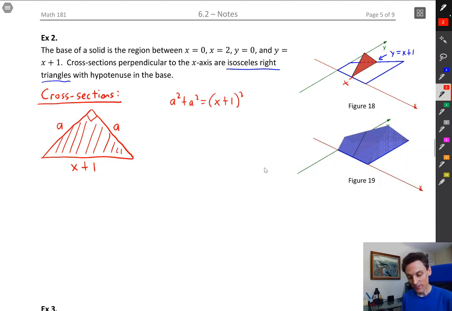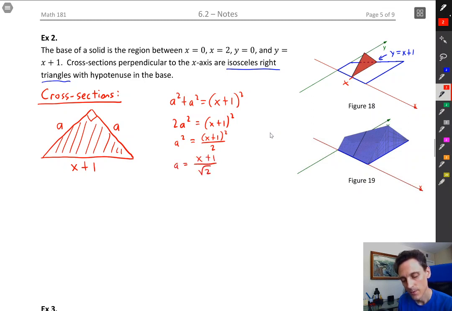All right, so we have a leg squared plus a leg squared equals the hypotenuse squared. That's the Pythagorean theorem. Now let's solve this for A in terms of x, so we'll be able to get what those legs are as a function of x. So we have 2a squared equals x plus 1 squared. Divide by 2. And we get a equals x plus 1 over the square root of 2. Again, there's a little side note that we could write here about x plus 1 being positive, but we'll leave it at that. So a is x plus 1 divided by the square root of 2.